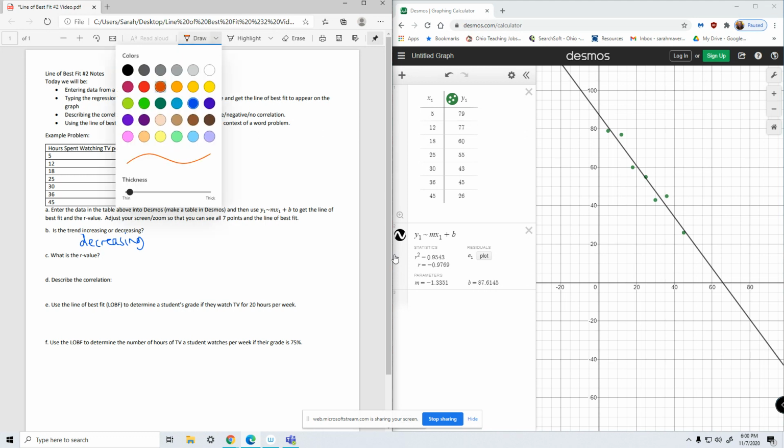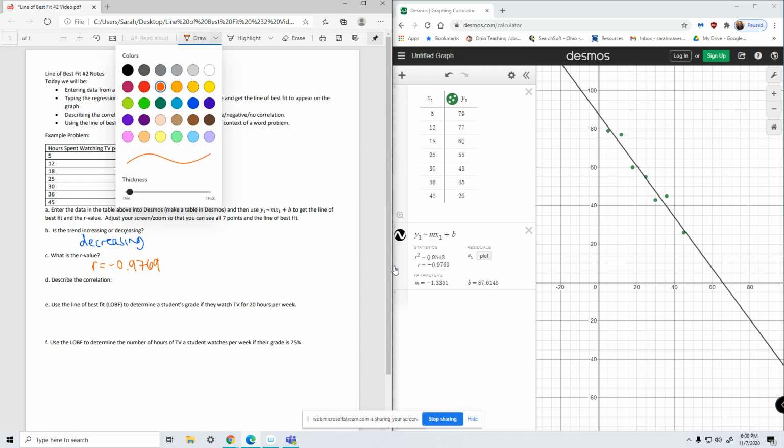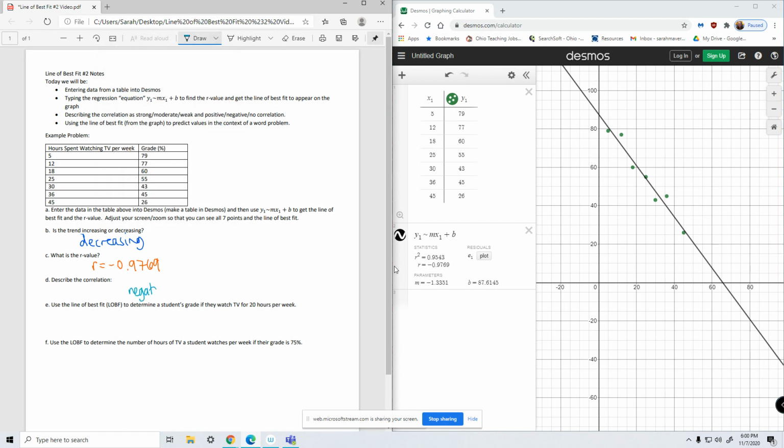Speaking of the R value, let's answer that. We are just going to straight up take this R value from Desmos. My R value is not R squared, but regular R. R equals negative 0.9769. Next thing they want us to do is describe the correlation that's linked to our R value. It is going to be a negative correlation because we have a negative R value, also because there's a negative slope. And negative 0.9769 would fit in the strong category, so strong negative.